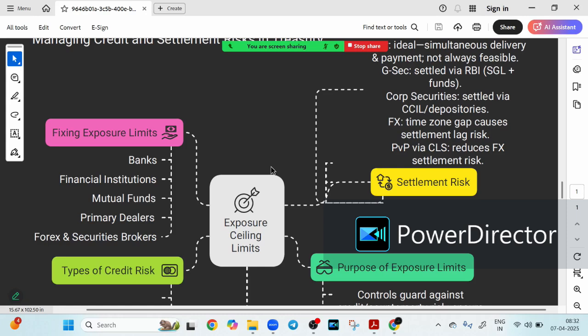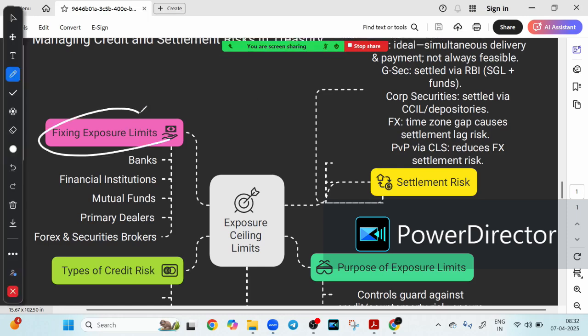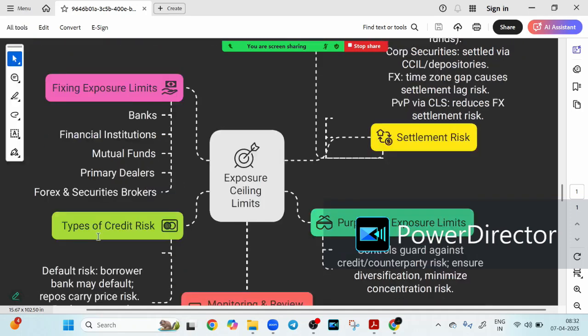The first thing we have is called fixing the exposure limit, which means exposure limits are set to cap the risk for banks, financial institutions, mutual funds, primary dealers, and forex and security brokers. In short, any party your treasury deals with must have a well-defined exposure cap. That is the point.